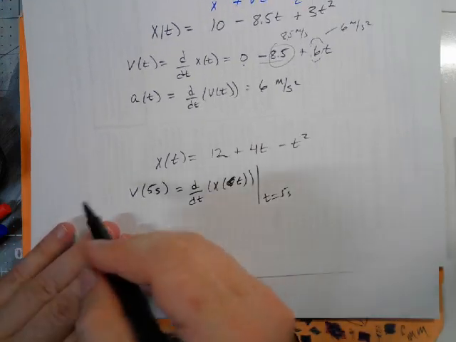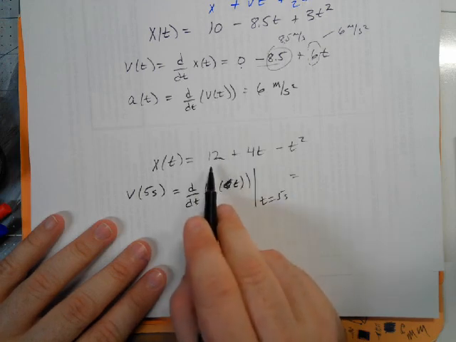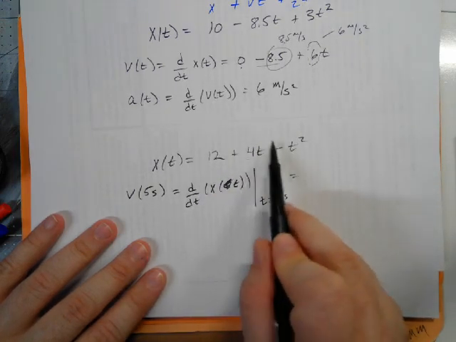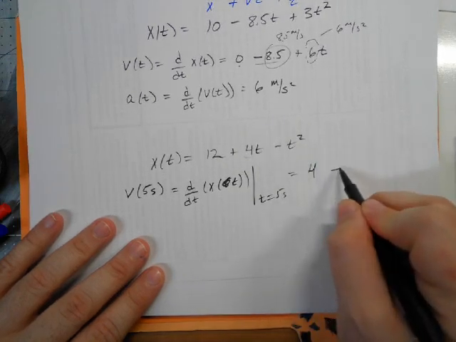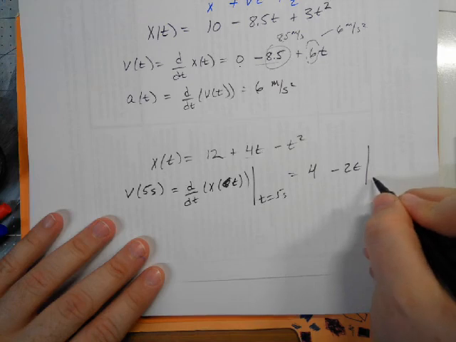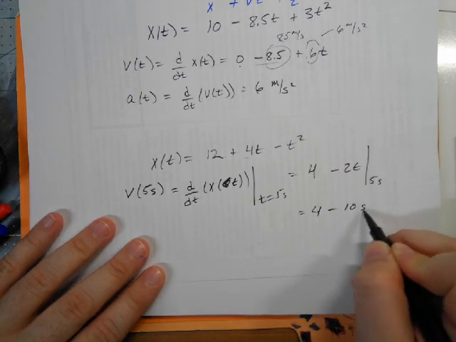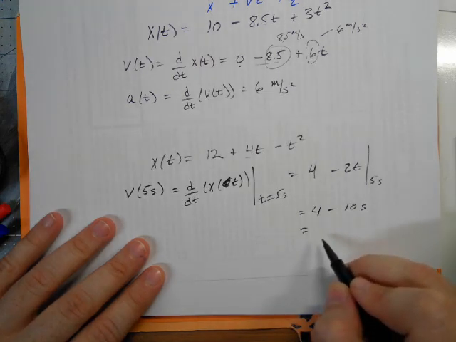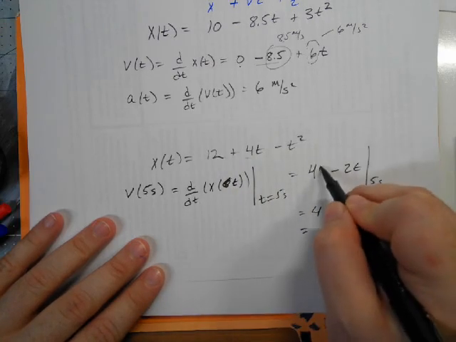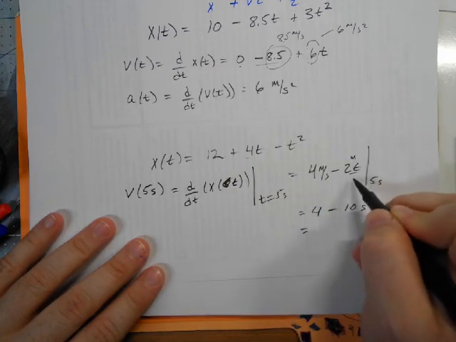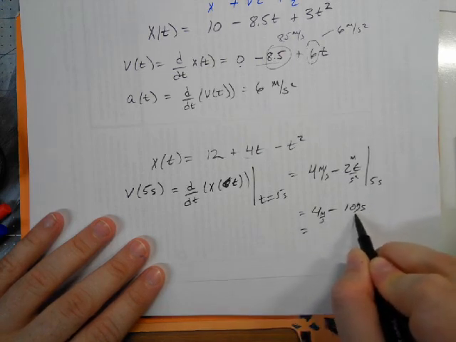We take the derivative first, and then we evaluate. And so if we do this, derivative of 12 is 0, the derivative of this term is 4, and the derivative of this term is minus 2t, and we evaluate at 5 seconds. That is 4 minus 10. And we need to put in some units. This is going to be meters per second and meters per second squared.